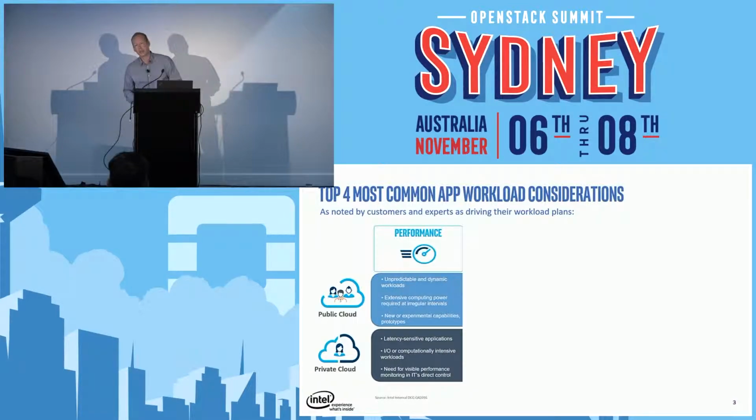So let's look at some of the most common app workload placements and considerations. First, looking at it from a performance perspective. Within the public cloud, they're great for those applications that have unknown performance. For example, if you don't know if it's going to scale, if you need to scale rapidly, or if it's going to have intermittent growth.